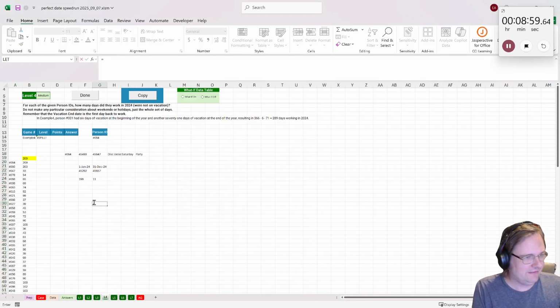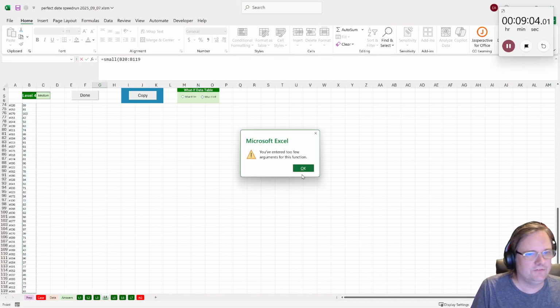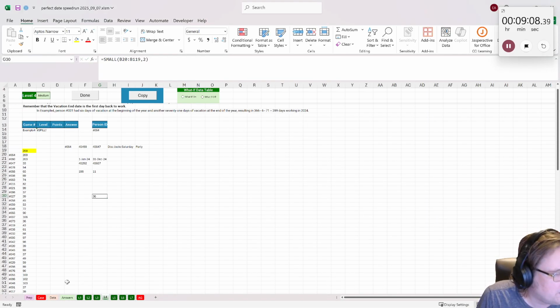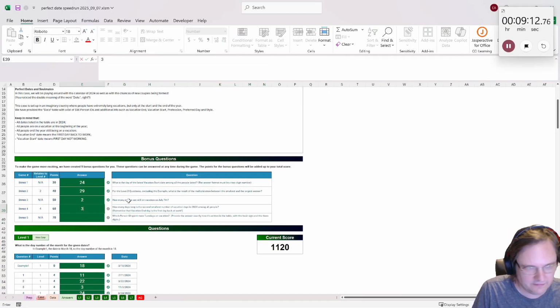And then what? It asks for the second smallest number. Double check that. Small 2. Second smallest number of vacation days is 36. Yeah, second smallest vacation days.